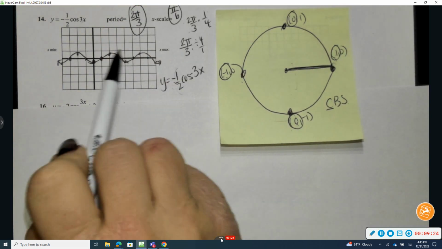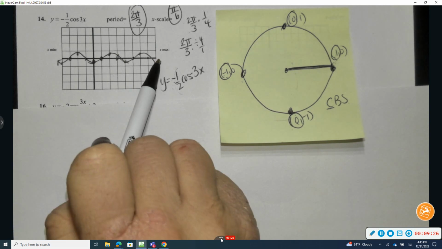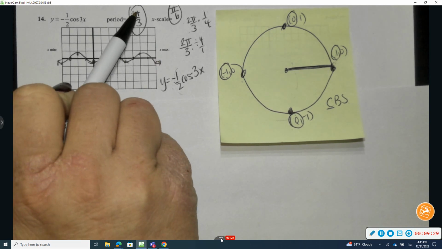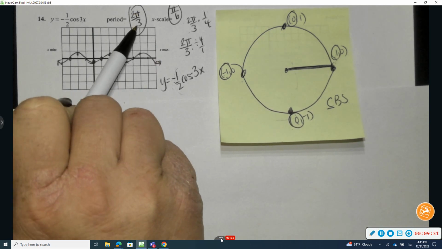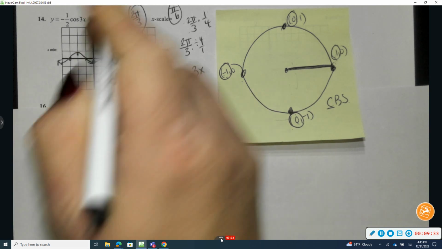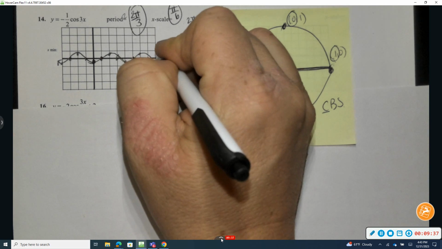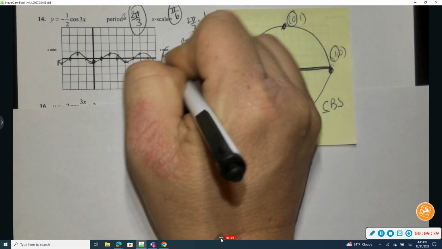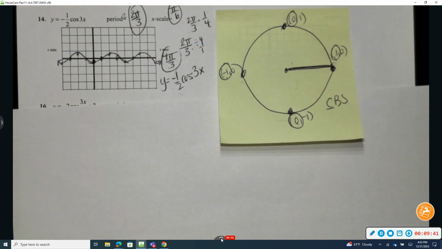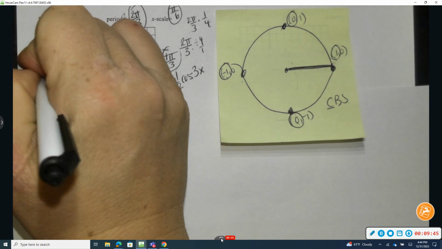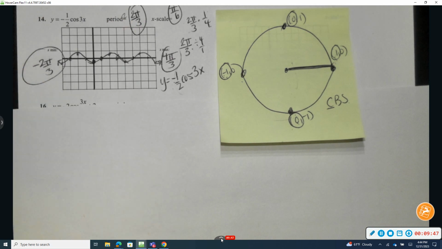All right, so I have 2 cycles here. If each cycle is 2 pi over 3, I can take 2 pi over 3 times 2. So from this point all the way out is a distance of 4 pi over 3. I took this times 2, which is the same as taking 2 pi over 3 plus 2 pi over 3. And then I'm going to take one cycle to the left, represented with the negative sign. Let's look at number 15.